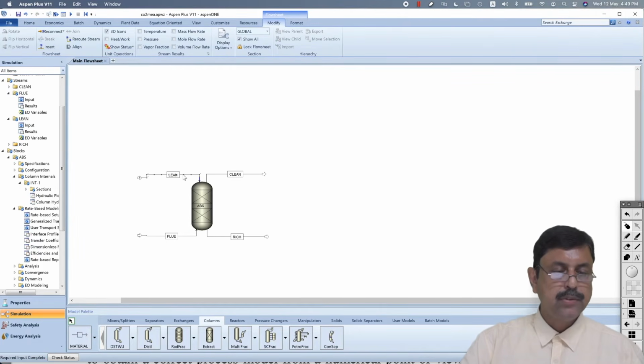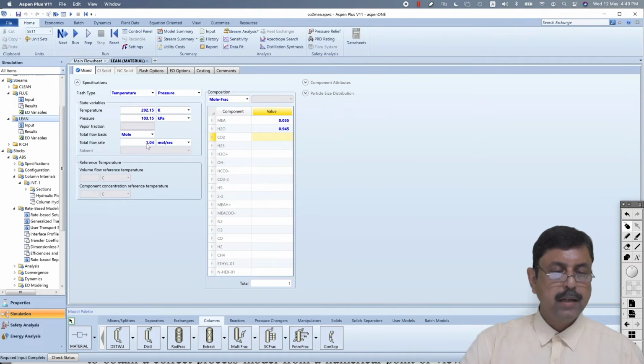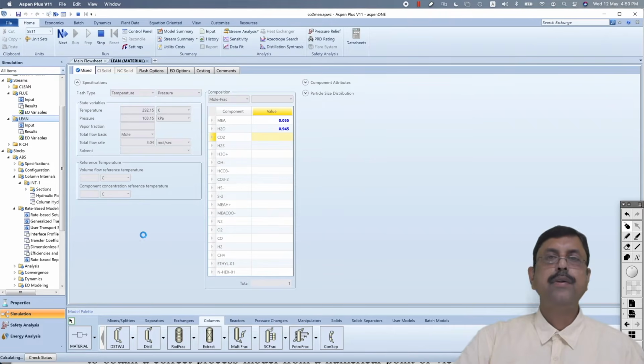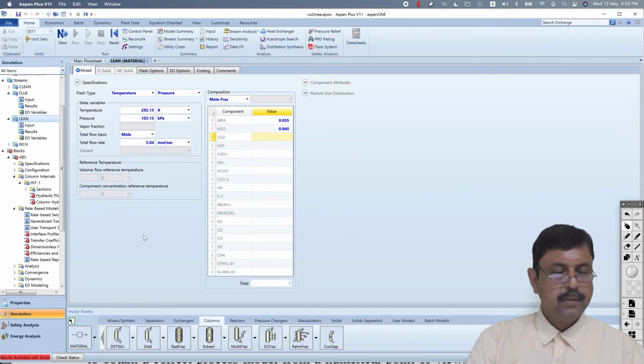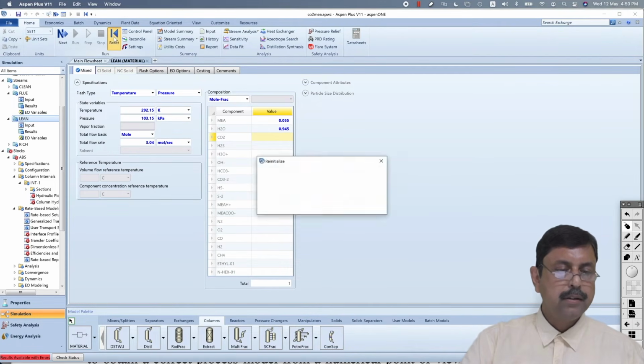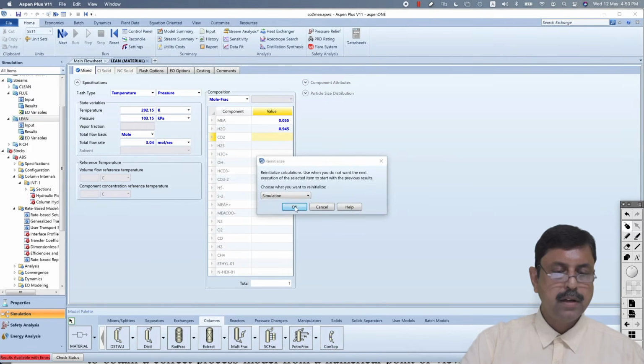So we just open it. Instead of 1.04, let us make it 3.04. So it has been increased almost 3 times, if not exact. Okay, so there is some more problem over here. Let us see what problem we have encountered.